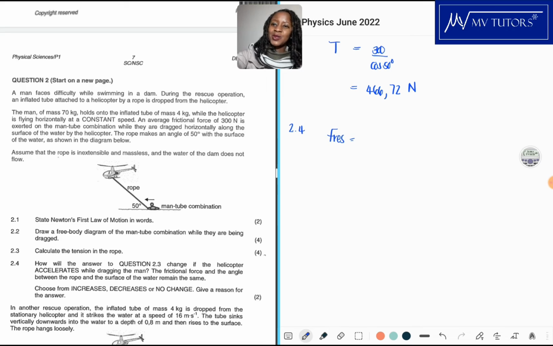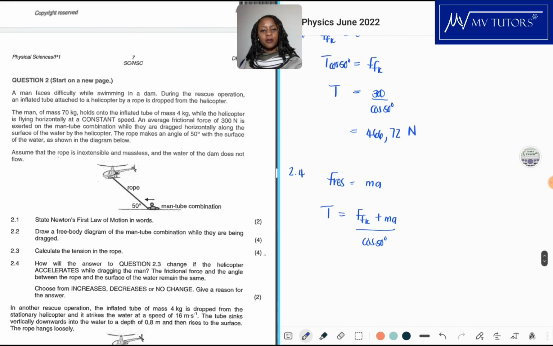our resultant force is equal to mass times acceleration, and this time there is acceleration. So again, this time T would be equal to force of friction plus mass times acceleration, and all of that would be divided by cos 50. Before we only had the force of friction divided by cos 50. Now we have the mass and the acceleration plus the friction divided by cos 50. So definitely it will increase.